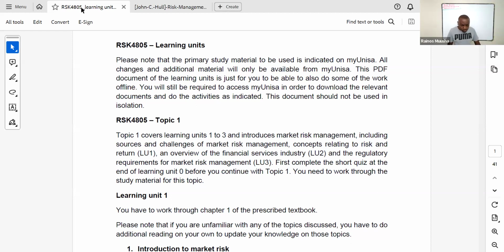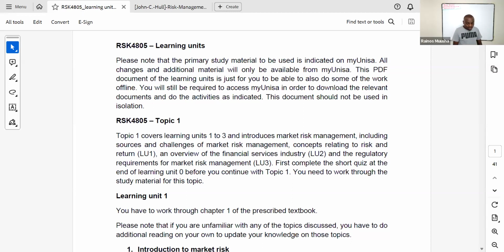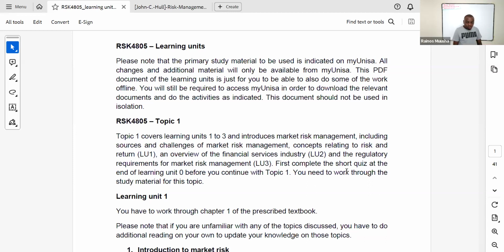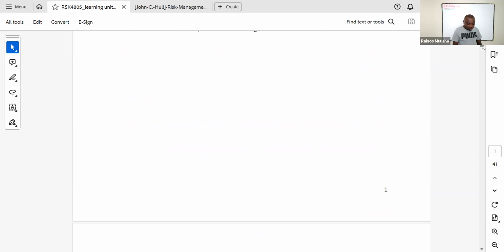So you'll see that for your curriculum, there are going to be 9 learning units. And in those 9 learning units, there are going to be different chapters covered under each learning unit. When you look at learning unit 1, they ask us to look at chapter 1 of the textbook. And remember, this is all coming from topic 1. So topic 1 has learning units 1 to 3. For learning unit 1, we look at chapter 1 of the textbook.